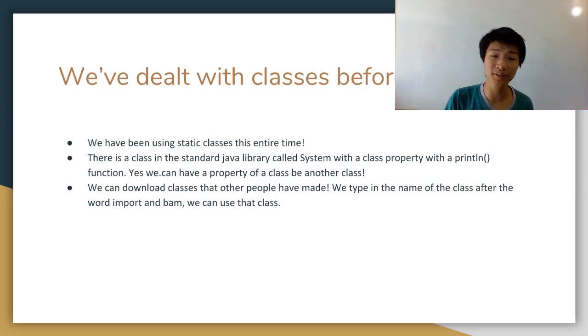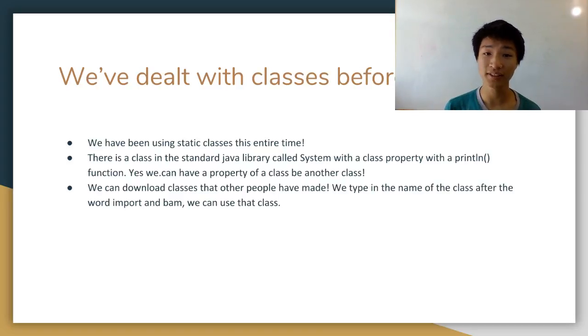The thing is, we've been dealing with them this entire time, since day one. We have been creating static classes this entire time. Static classes, like the manager class, the animal tamer class, are classes where you only have one, where all the properties are shared by every member of that class. And all that means is if we only have one of that class, then it keeps its stuff to itself. It keeps its properties and functions to itself.